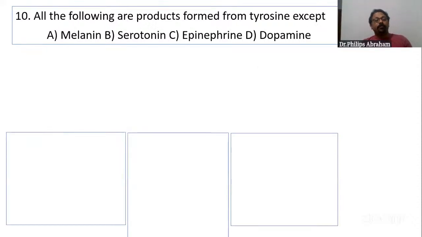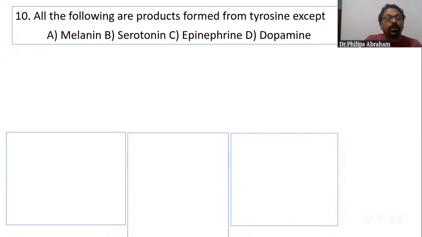Question number 10. All of the following are products formed from tyrosine except. So this comes to amino acid metabolism now. As you know, melanin, epinephrine, dopamine, and of course thyroid hormones. Epinephrine and dopamine come under catecholamines. They all are produced from tyrosine. Serotonin is from tryptophan. So the question was except, so the answer is the one not from tyrosine.